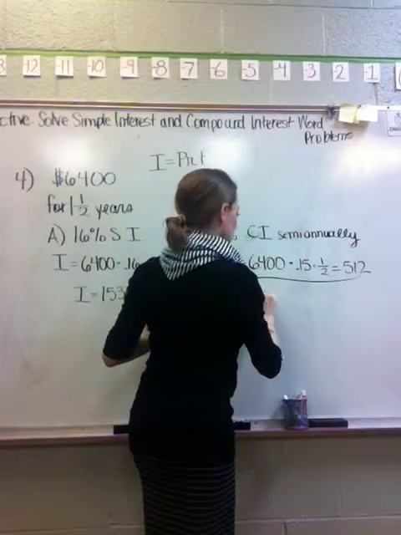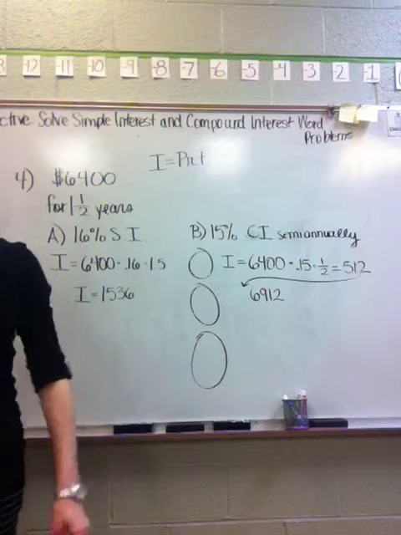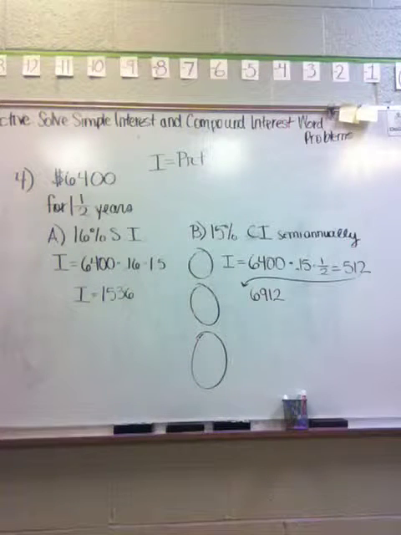6400 times 0.15 times 0.5, I got 480. I got 480, but 512? What happened to 500? Why did we get 512? I multiplied it by 0.16, but it should be 0.15. 6400 times 0.15 times 0.5 is 480.